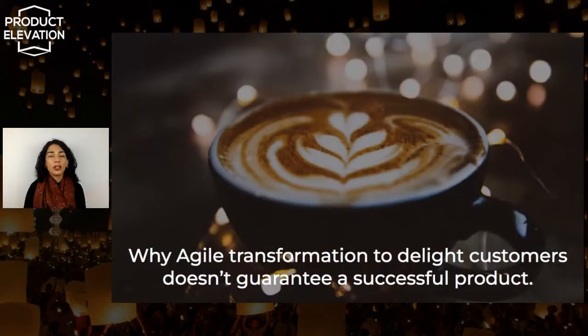So I want to give you a concrete example. Now that I've given you this analogy, I want to give you a concrete example of why agile transformation, just with this North Star of delighting customers, doesn't guarantee successful products. What goes wrong? The example I want to share with you is of a company called Knack. So I met Paul, who's the founder.